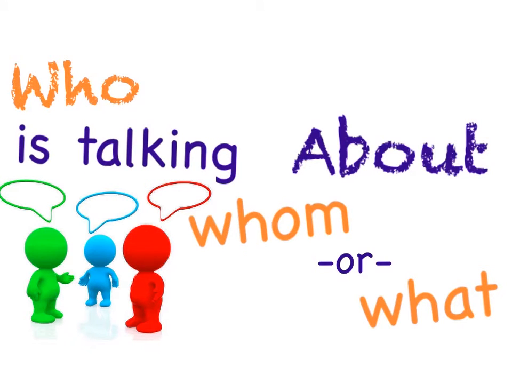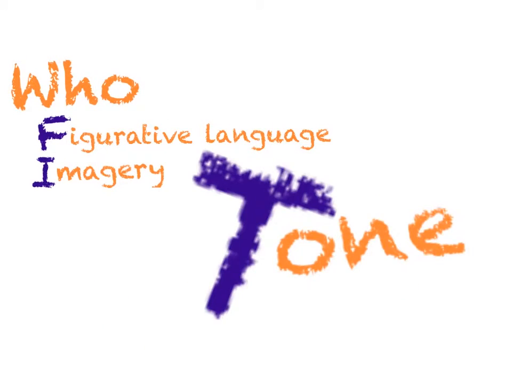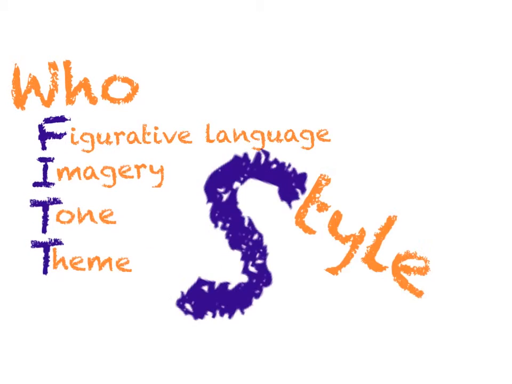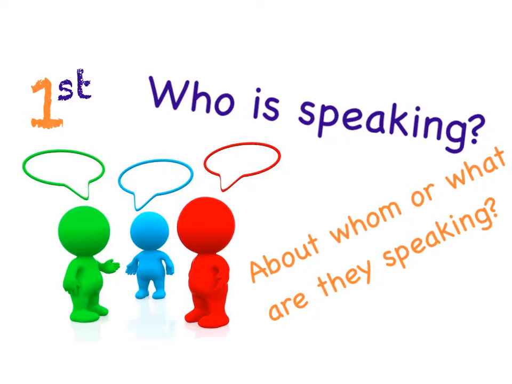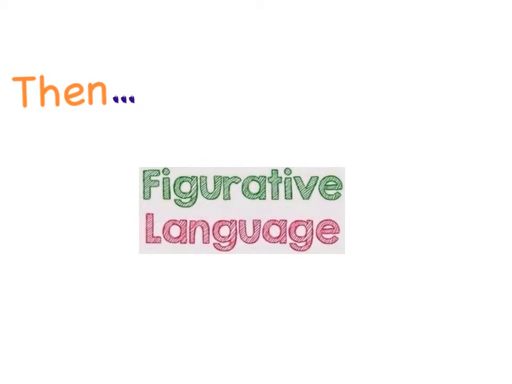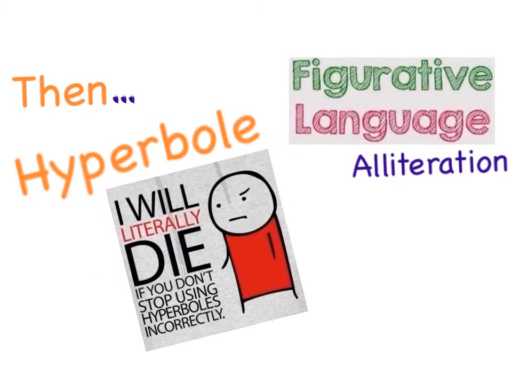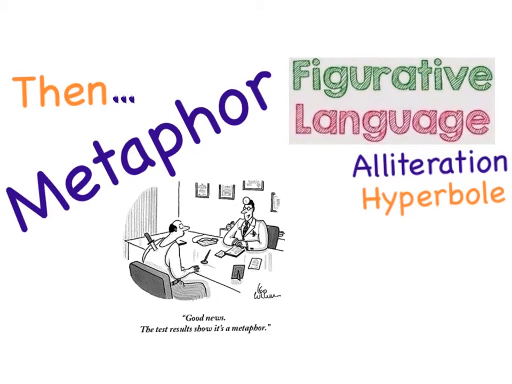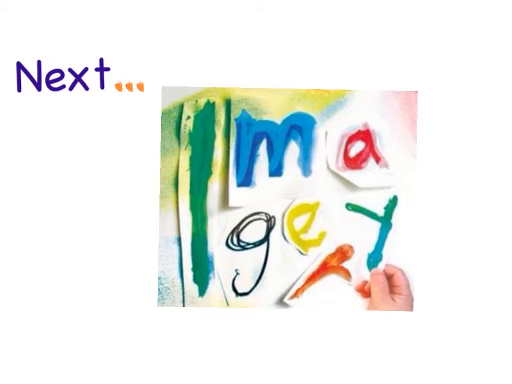Who is talking and about whom or what? Figurative language, imagery, tone, theme, and style of poem. First, consider the following. Who is speaking, and about whom or what are they speaking? Then look for figurative language. Things like alliteration, hyperbole, metaphor, personification, and simile.